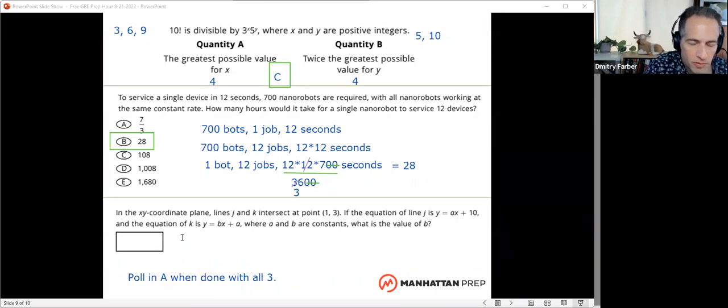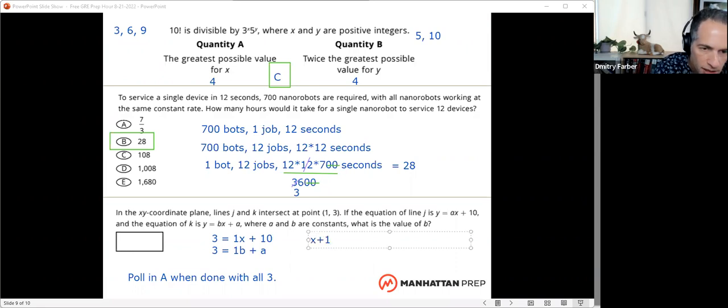And then this last one, virtually impossible to do if you have to guess. But if I know that these intersect at the same point, that means they have the same X and Y values. So I could just plug in those X and Y values. So I'd say 3 equals 1x plus 10. But I'd also, for the second equation, say 3 equals 1b plus a, whatever that is. And then I can just set those equal.